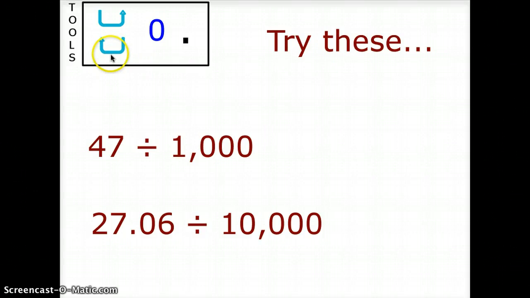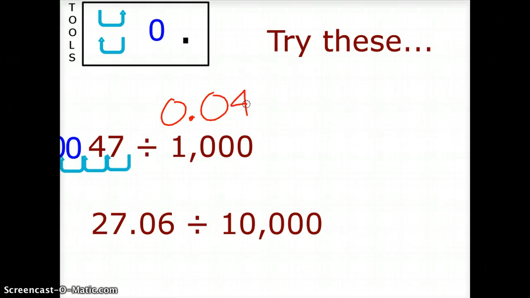Hopefully you're ready. So for 47 divided by 1,000, there's 1, 2, 3 zeros. I need to move the decimal point over 3 spaces. And I'm going to need to borrow a couple of zeros there, and one's kind of going off the page. So sorry that that's going off the page, but I'll rewrite it. So the answer to this first one would be 0 and 47 thousandths. Again, there's 3 zeros in 1,000. I need to move the decimal 3 to the left.